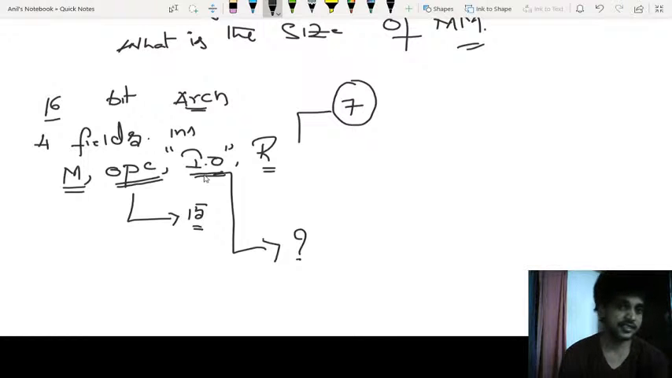This is a 16-bit architecture. Kirti, this is not a 32-bit architecture. This is a 16-bit architecture, which means that the instruction is just equal to 16 digits.